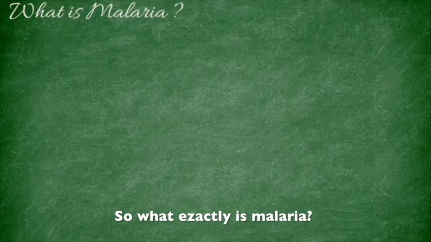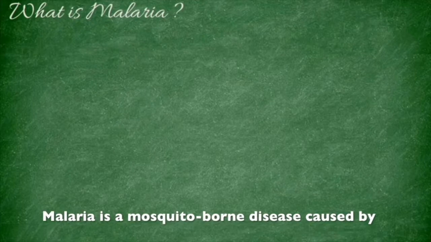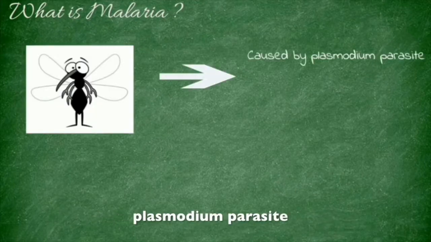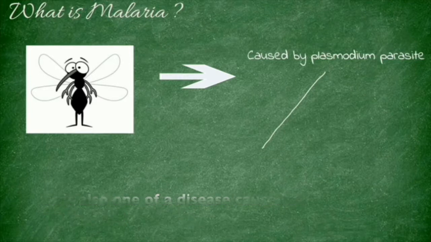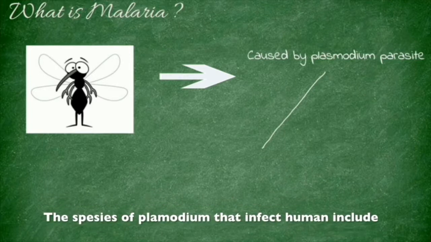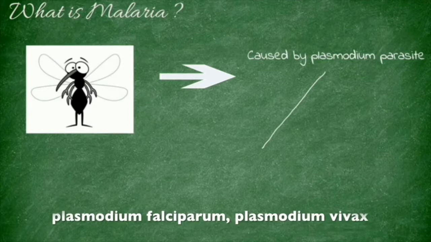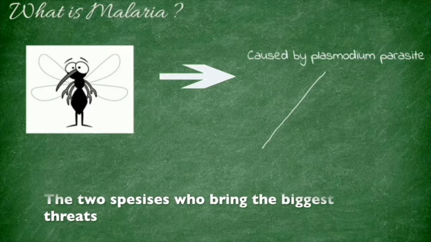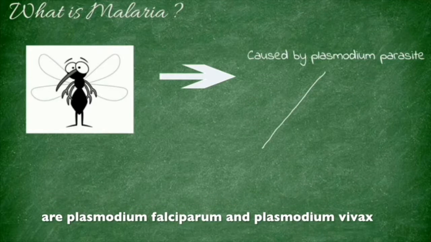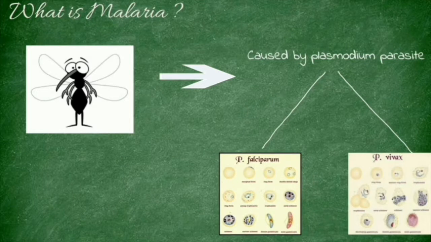So, what exactly is malaria? Malaria is a mosquito-borne disease caused by the Plasmodium parasite. It is also one of the diseases caused by a eukaryotic parasite. The species of Plasmodium that infect humans include Plasmodium falciparum, Plasmodium vivax, Plasmodium ovale, and Plasmodium malariae. The two species that bring the biggest threats are Plasmodium falciparum and Plasmodium vivax.